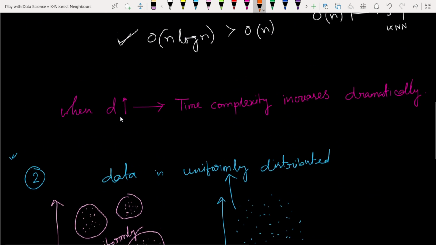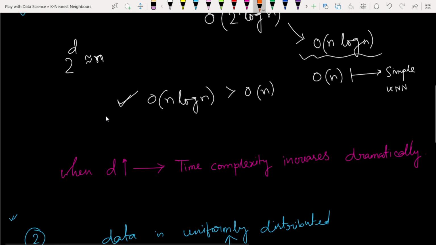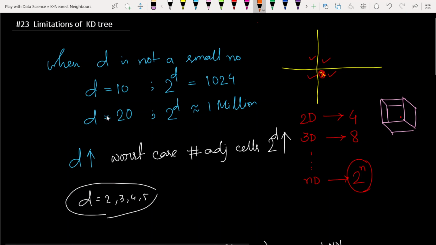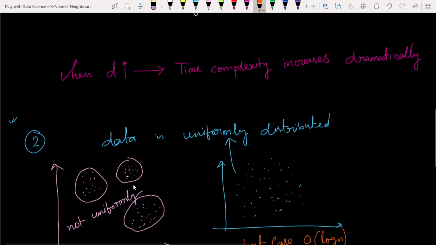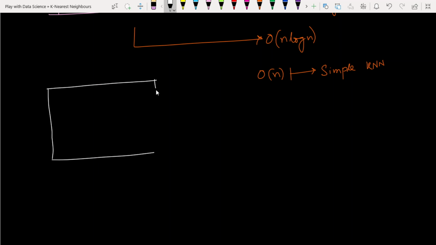Okay, so these are the limitations. There are also many other limitations, but these are the two major limitations of the KD tree. Because of that, we do not in general consider the KD tree in classification. But the most use of this KD tree is in computer graphics. In 2D computer graphics, which is like a 2D plane, the KD tree is very useful.